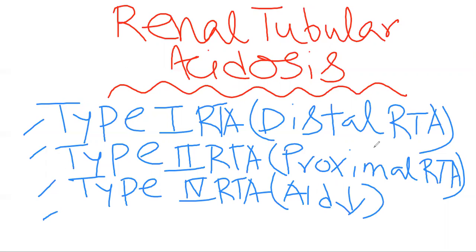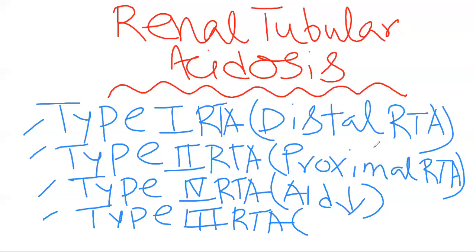And finally, the other type of renal tubular acidosis is type 3. Type 3 renal tubular acidosis is a rare disorder, and it is basically a mixed conglomeration of type 1 and type 2, and it is also rare out of all the renal tubular acidosis types. With this idea, let's begin with type 1, the distal renal tubular acidosis.